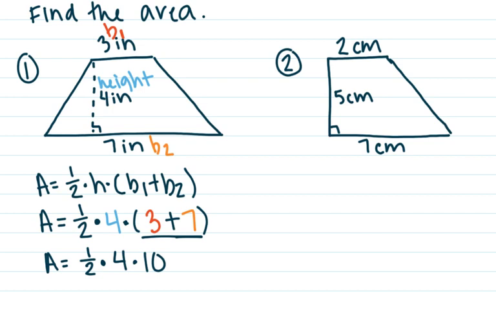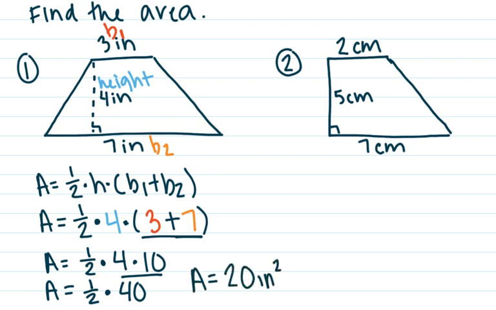So I'm going to go ahead and multiply 4 times 10. So area equals 1/2 times 40. And then the last step is to multiply that 1/2 times 40. Now remember, multiplying by a half is the same as dividing by 2. So 40 divided by 2, or 40 times 1/2, is going to give me a final area of 20 inches to the second power. Again, make sure you watch for your units. You have to put units on your area problems.